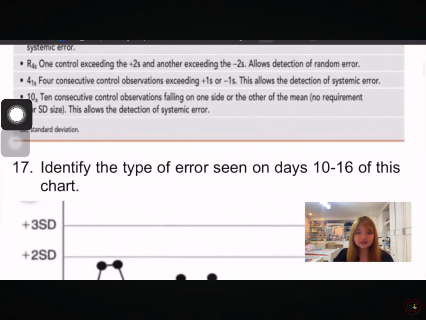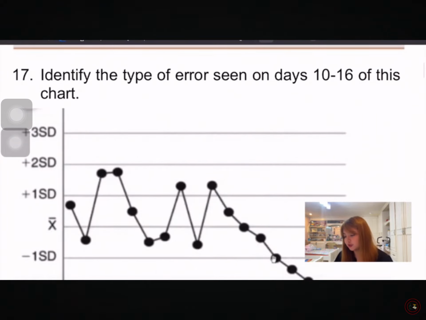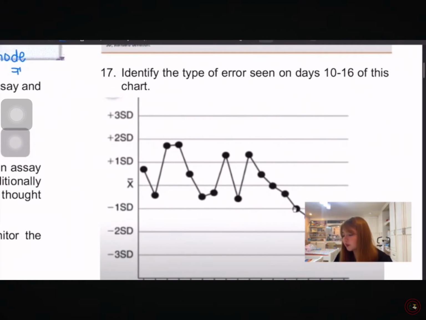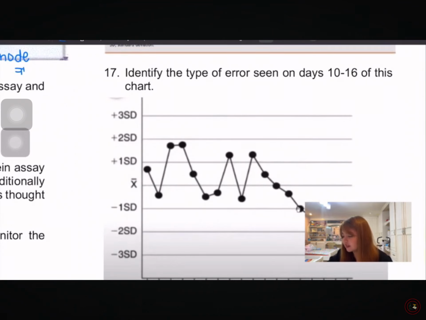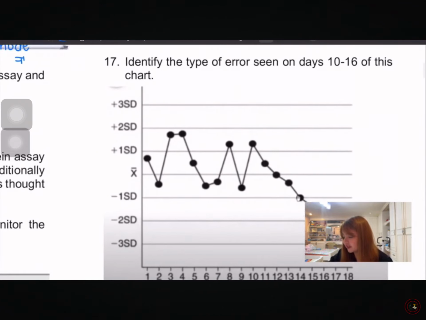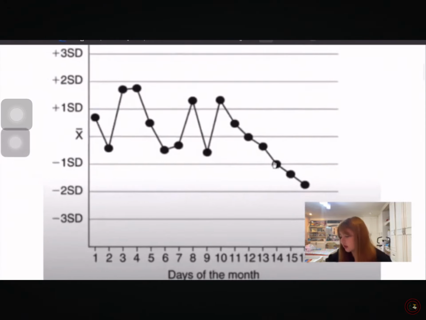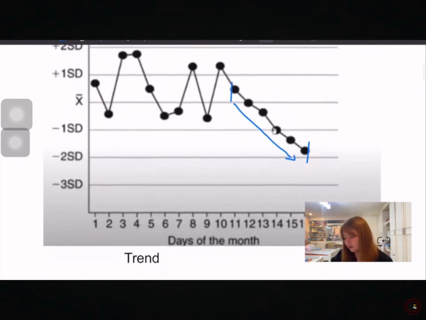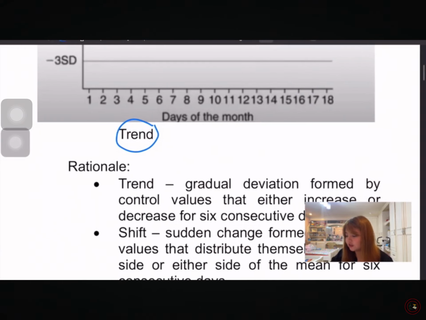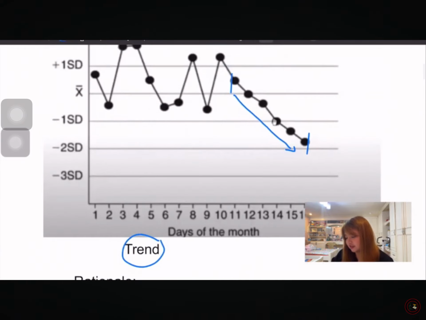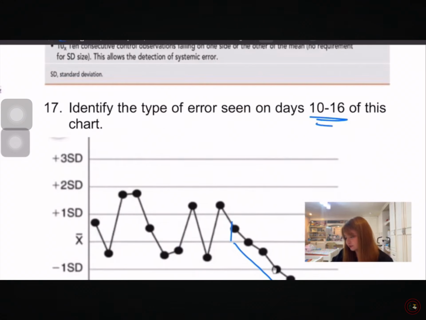Next question. Kaya ko sinasabi na kailangan alam nyo dapat yung itsura is because ito yung lumitaw nung boards namin. So, identify the type of error seen on days 10 to 16 of this chart. So, ito yung chart na lumitaw. Tingnan mo yung days 10 to 16. Obviously, merong clear downward trend. So, trend yung sagot. Dapat alam niyo yung itsura ng trend, guys. Alam niyo yung either increase or decrease for 6 consecutive days. So, 10 to 16, 6 days yon.